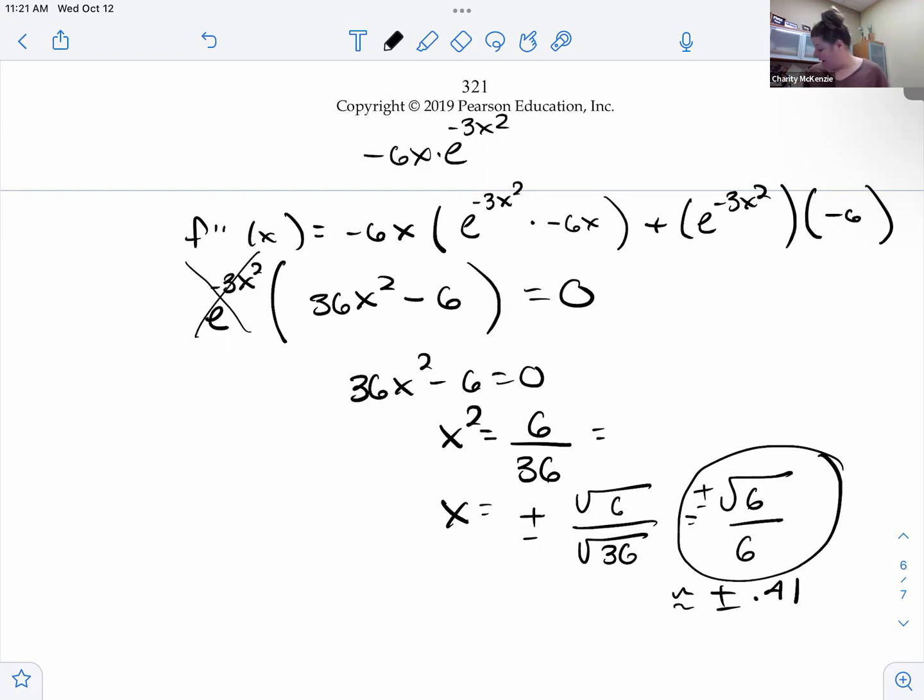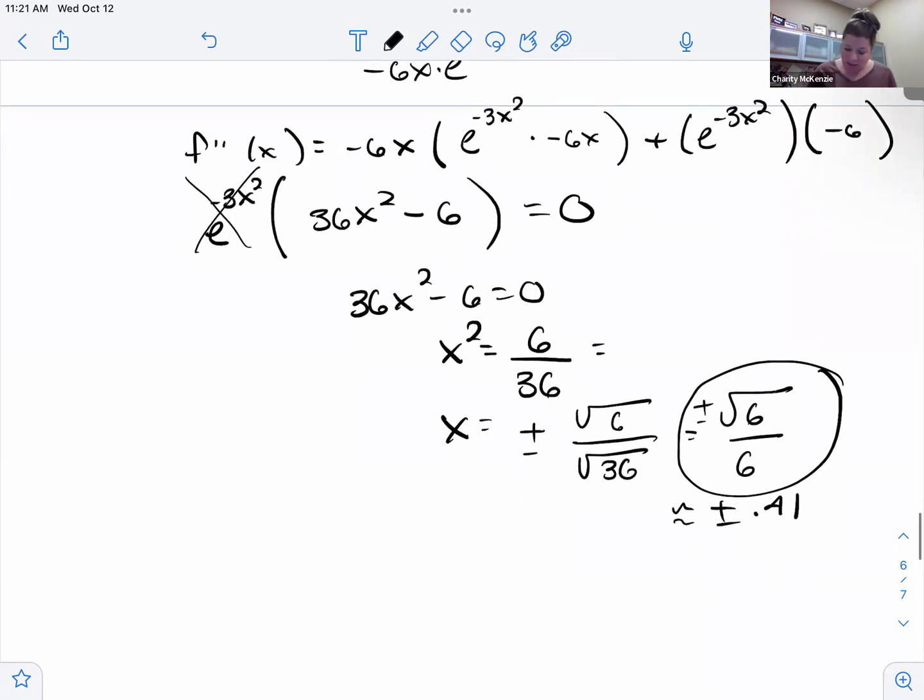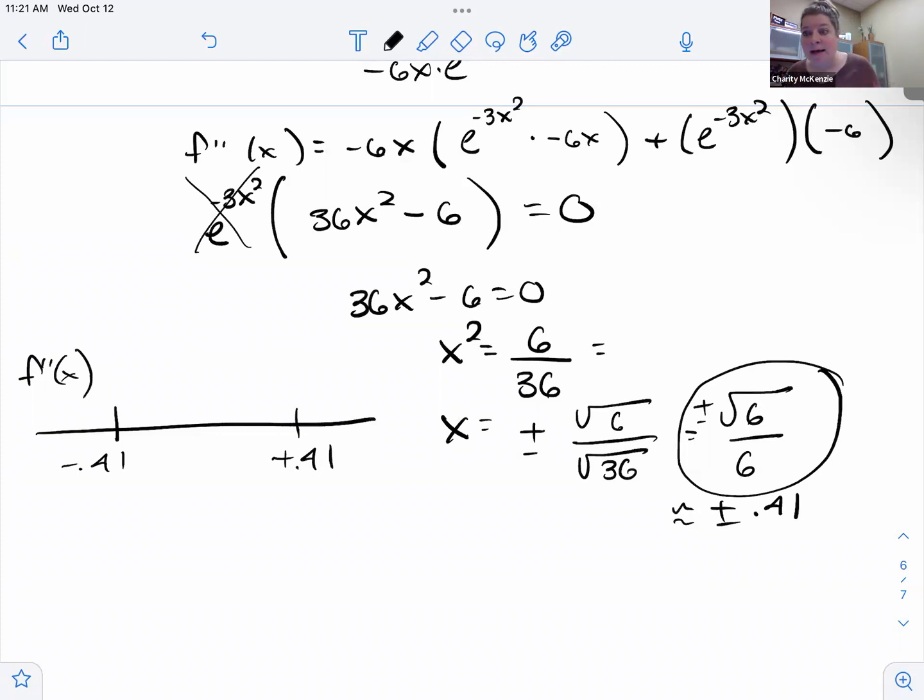These are our critical values. So I have negative 0.41 and positive 0.41. These are all of the second derivative. I always label because I forget what the heck I'm doing, right? First derivative. Am I first derivative or second derivative? Label. Okay, put the values in. You'll see positive, negative, positive. These are both zeros. They're not non-defined.